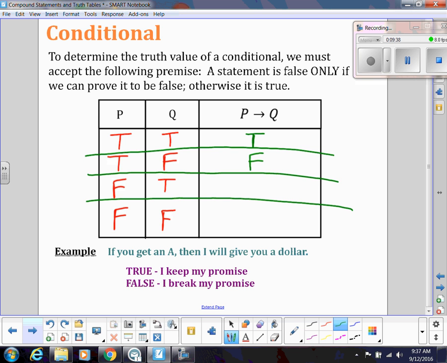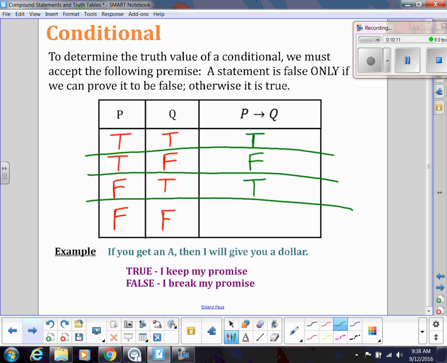Okay, now here's where most people get messed up on it. So let's say you didn't get an A, but then I still gave you $1. Well, some people might say, well, that's lying because you didn't keep your word. But just for argument's sake, we're going to say, well, I didn't break my promise. I still gave you $1. So that's still true. Even though it's not quite the condition I set it up to be, I still kept my promise.